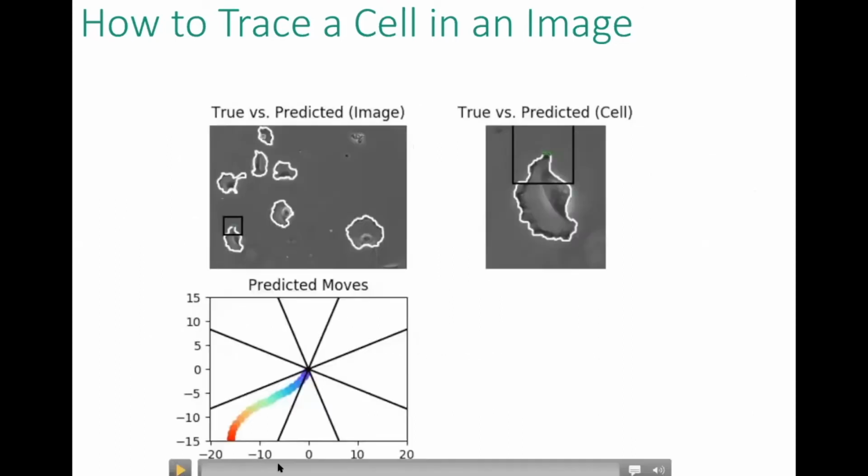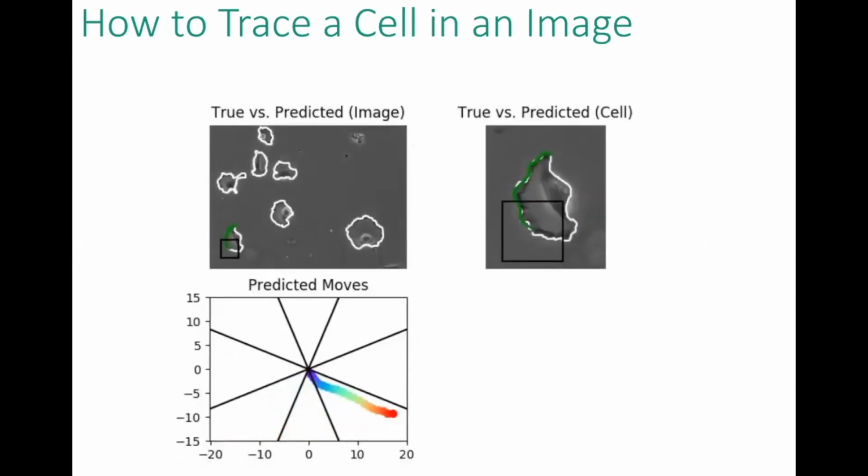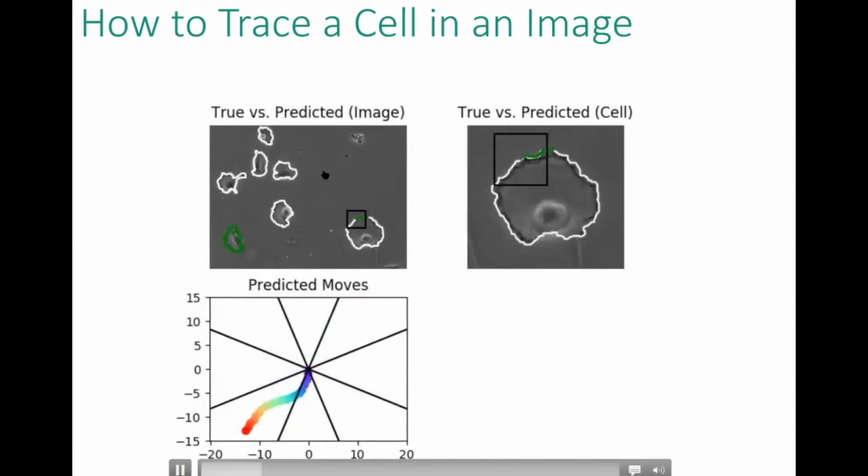So I think this movie will explain a little bit better how the tracing algorithm works. But essentially, this is the true and the predicted image segmentations. So white is the ground truth.